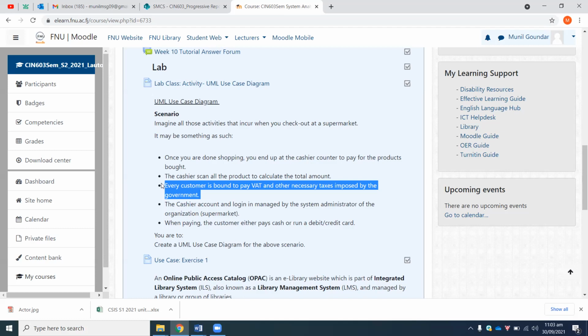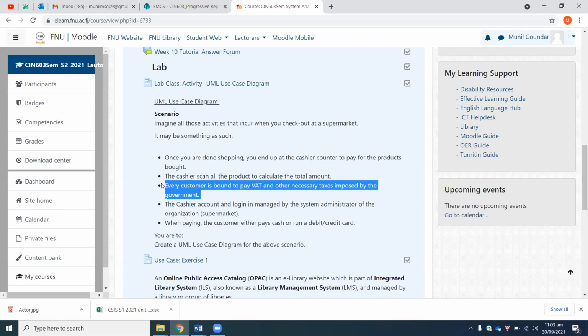And the cashier account and login is managed by the system administrator. So the system administrator maintains the system. And when paying, the customer either pays cash or runs a debit or credit card.